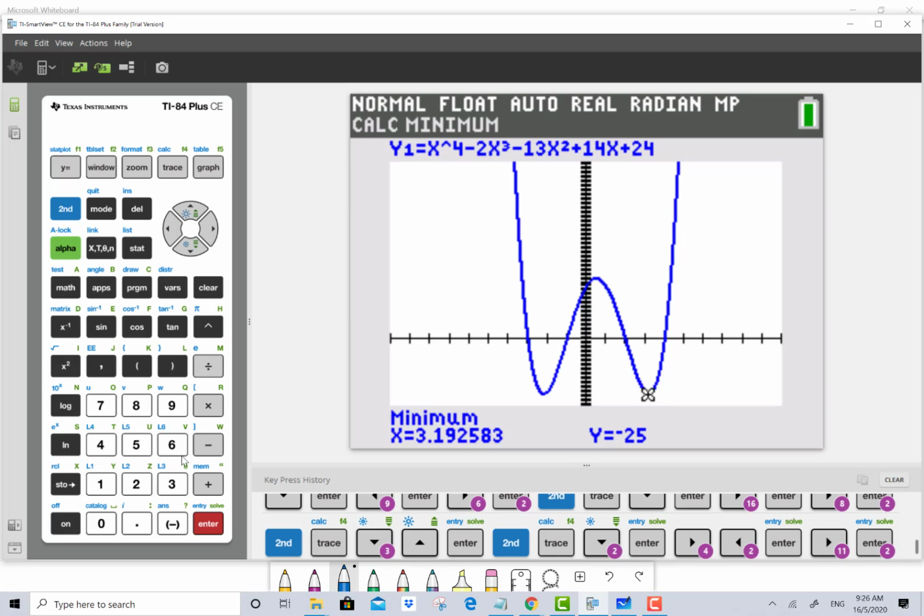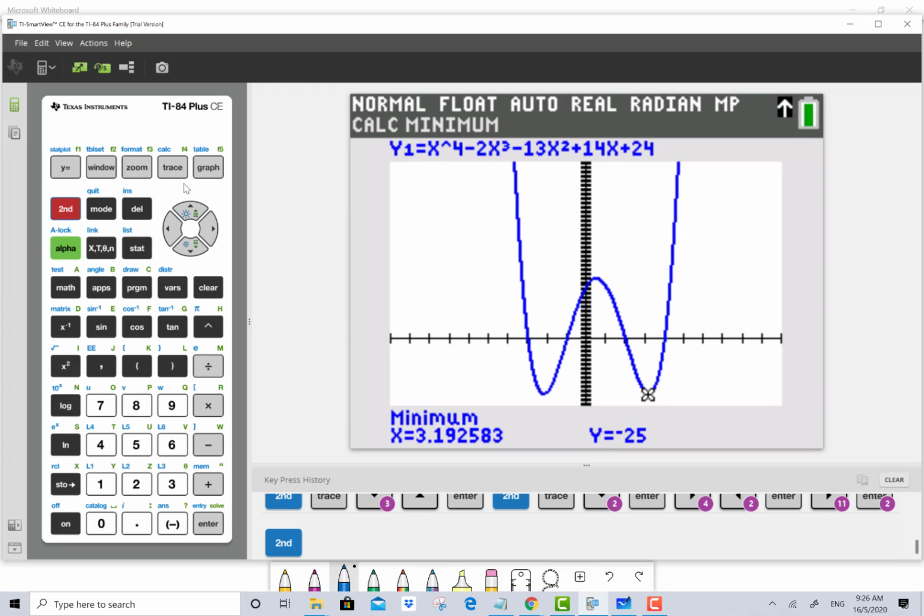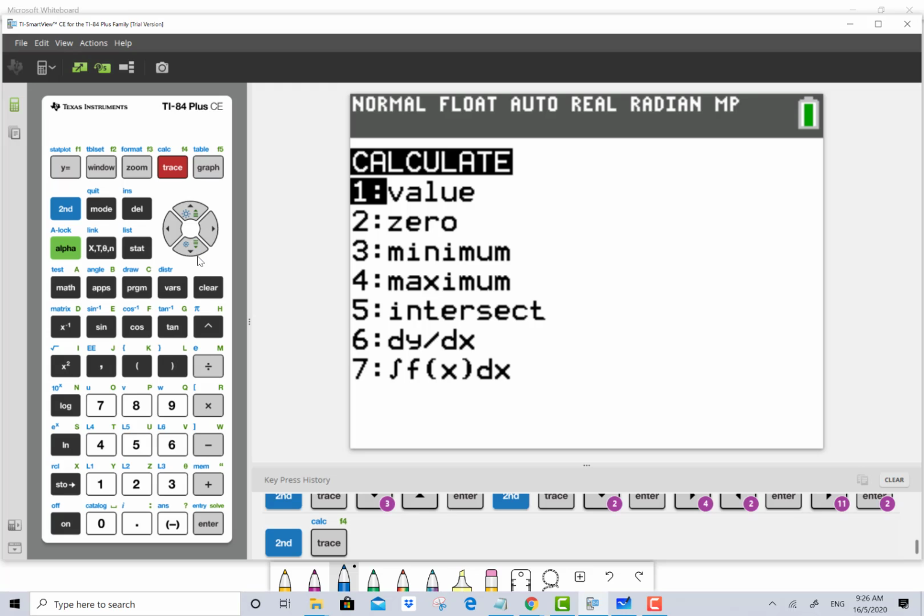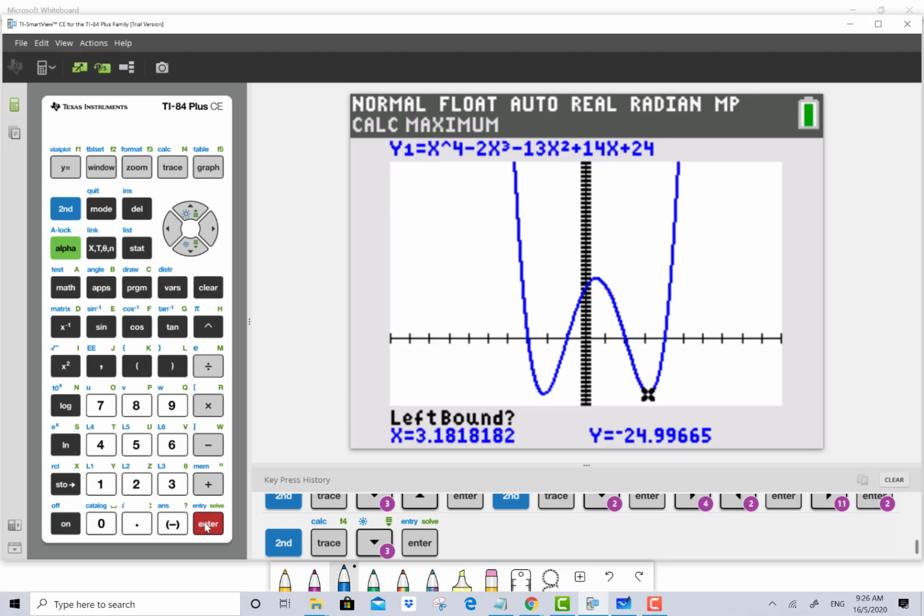To get the maximum value, the process would be pretty much the same. So we hit second, calc, scroll down to max, so that's number 4, hit enter. Good. Notice that's my left bound. So all I need to do is bring my cursor to the left of that point because I'm trying to find a max. Hit enter. Good. Go to the right of my point. Hit enter, and then hit enter again. And that would be my max value.